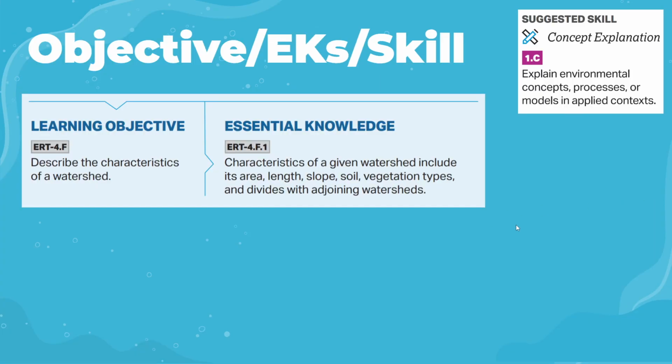Our objectives for today are to describe the characteristics of a watershed, including the area, length, slope, soil, vegetation types, and divides with adjoining watersheds. Our suggested science skill is to explain environmental concepts, processes, or models in applied context.